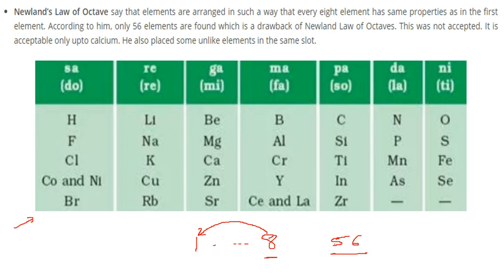This was not accepted, but it gave rise to certain theories which led to the table we are using. It is acceptable only up to calcium. He also placed some unlike elements in the same slot. This was also a drawback.